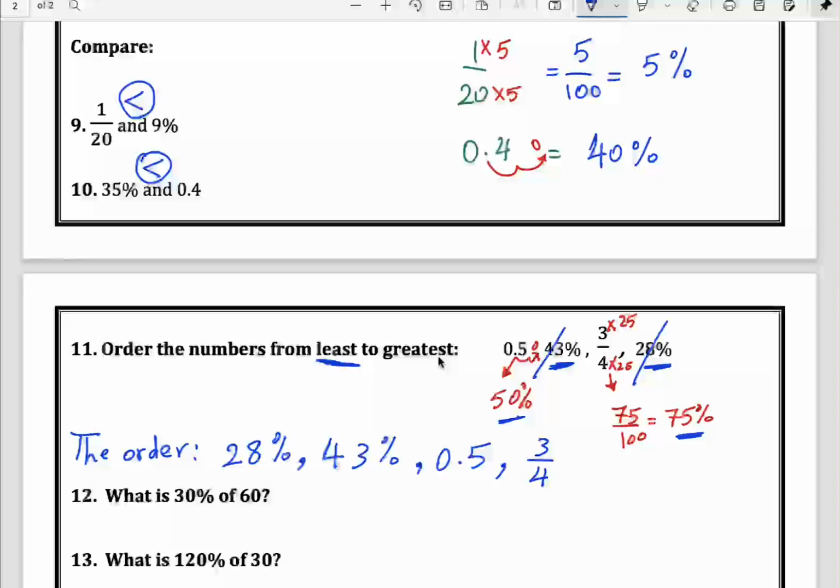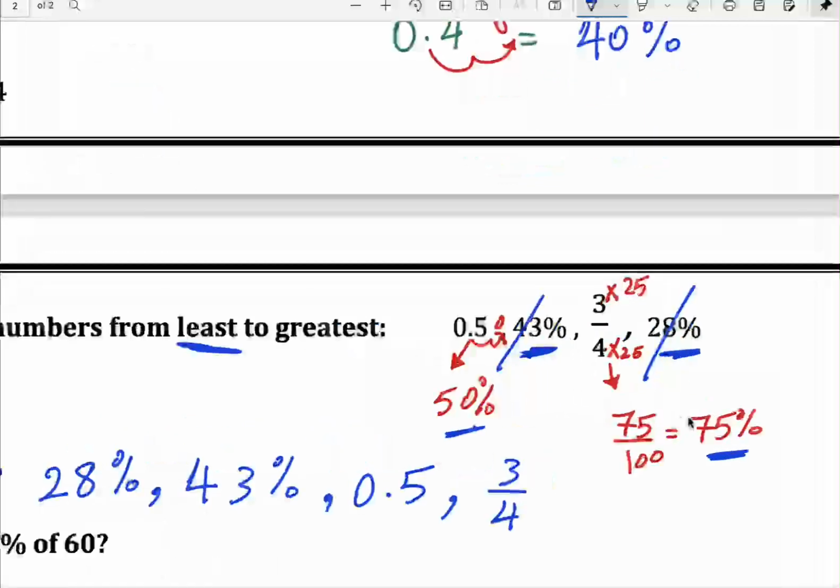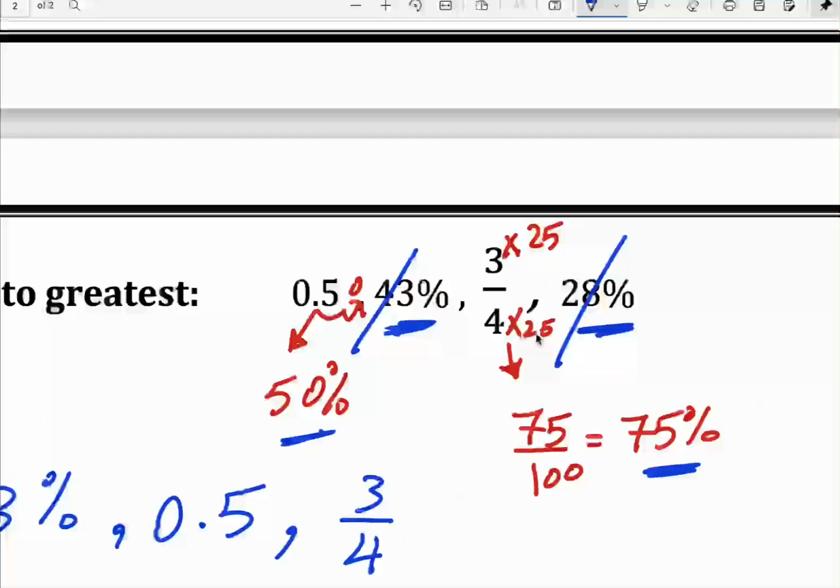Can you repeat question 11? This first question, the whole question? No, just the part of the 3/4. Okay, 3/4. The denominator is 4, so we multiply it by 25. 4 times 25 is 100, and 3 times 25 is 75. 75 over 100 is 75%.